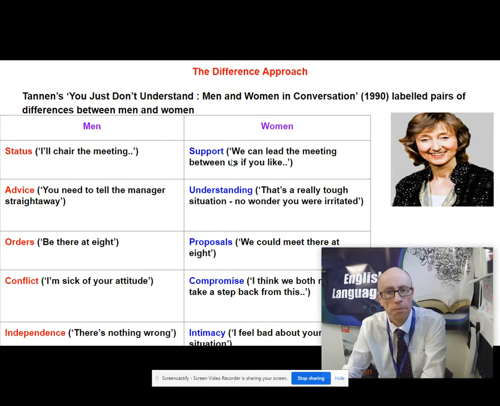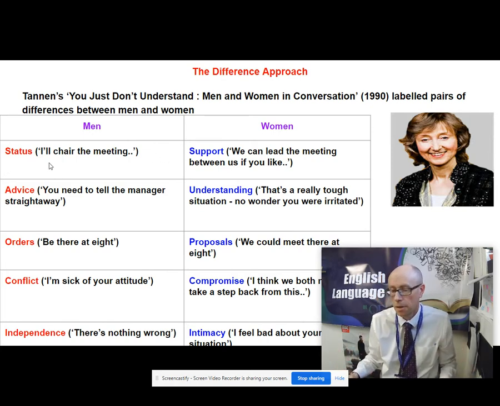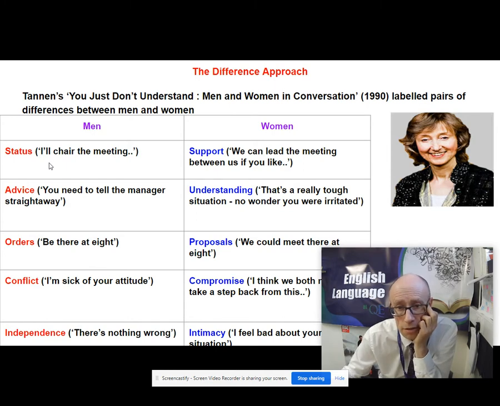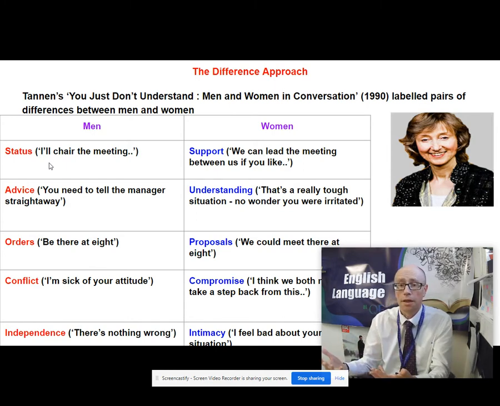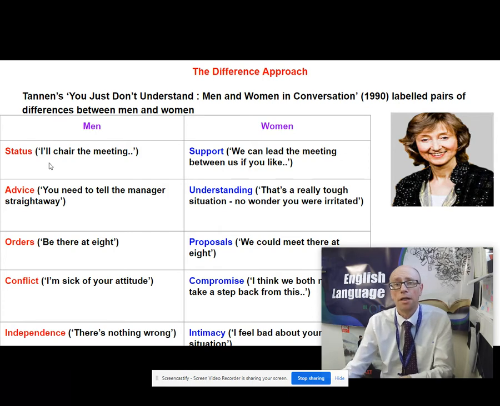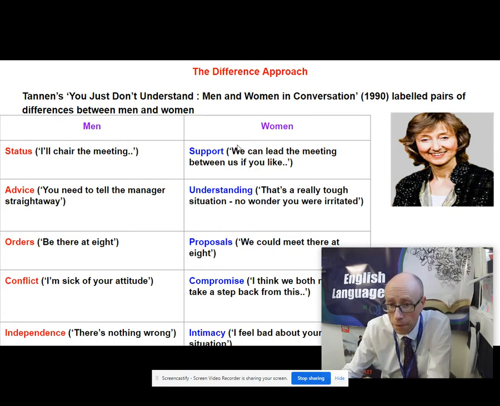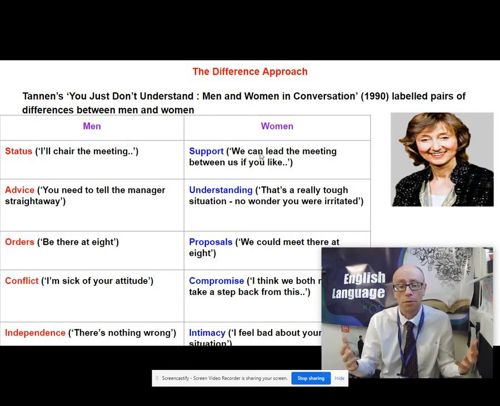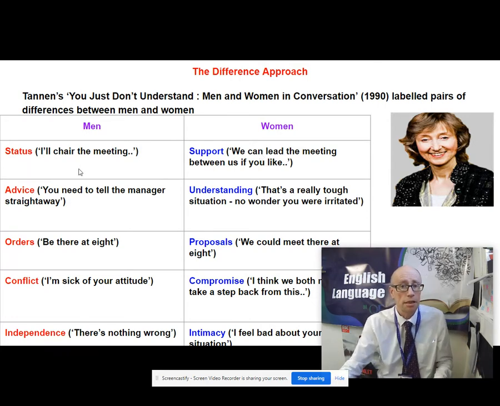show support. Okay, so males are more likely to say things like, I'll chair the meeting, because at the heart of their communication, it's very important that they have status. Whereas women are much more likely to use language that says things like, well, we can lead the meeting between us if you like, where it's the first person plural pronoun that's being used. It's an epistemic modal auxiliary verb, can. It's trying to use language in order to support other people. Status versus support.